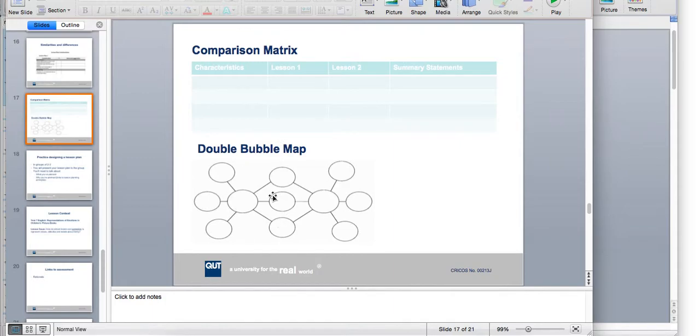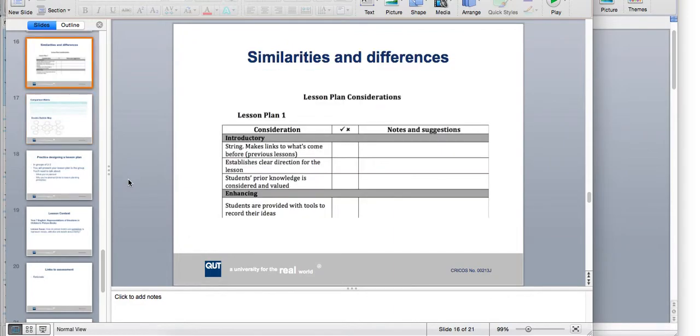So we put Lesson 1 in the middle over here, Lesson 2 over here, and the things that are different go on the outsides, and the things that are similar across the lessons go through the middle here. So you can choose whichever strategy you think would work for you. And you can always give students these kinds of options.